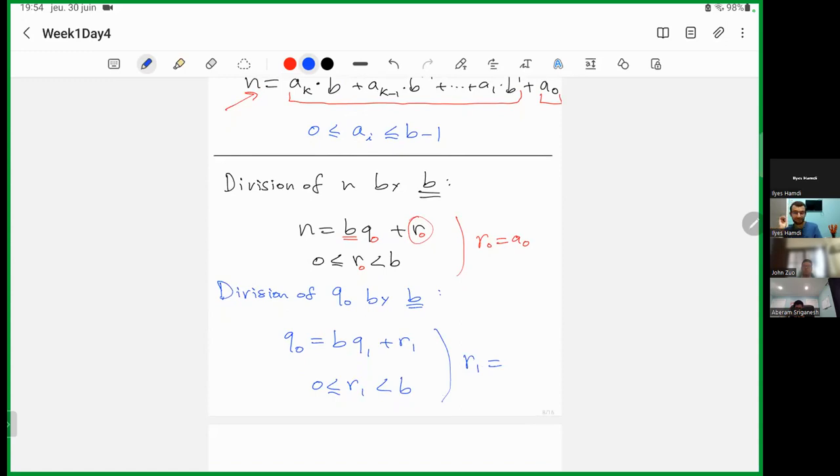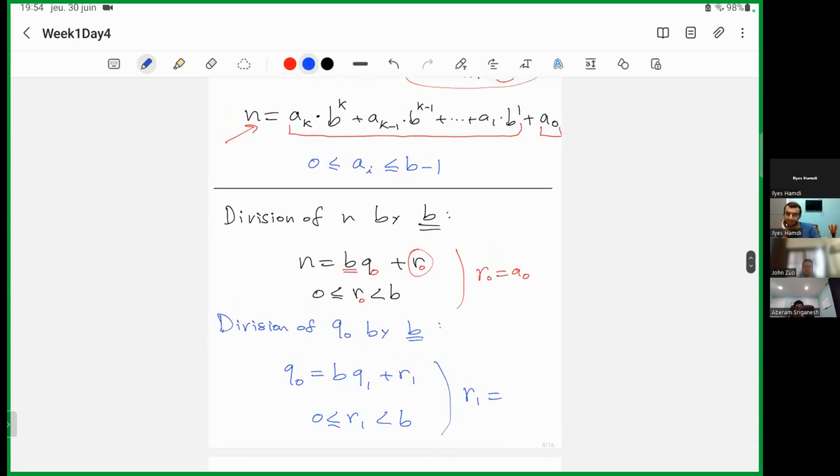What do you guys think? Any idea? You can take a guess. Any guess, guys? It's probably not very easy to see why, but just take a guess. Yeah, R1 will be equal to A1. Let's check why this is correct.